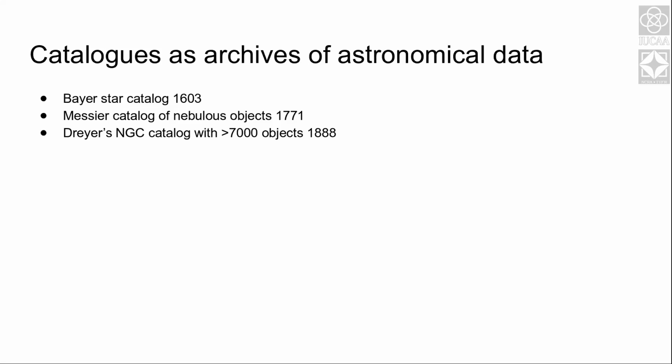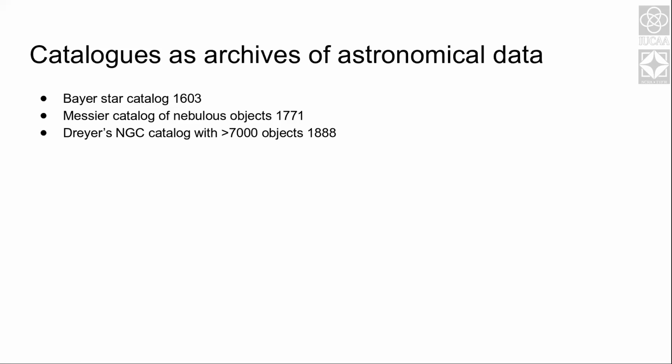And those of you who are amateur astronomers are surely familiar with the Messier catalog, which is more than 200 years old. By the 1800s, the study of galaxies had taken off, and Dreyer compiled something known as the New General Catalog, NGC, in 1888 with more than 7,000 objects.